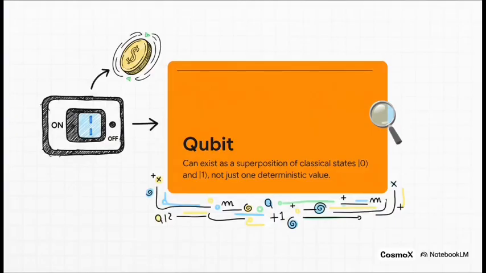Okay, so at the heart of this whole new world is the qubit. A classical bit, it's like a light switch. It's either on or it's off. Simple. But a qubit is more like a spinning coin. While it's spinning, it's not heads and it's not tails. It's kind of in a state of being both at the same time. And this incredible property is what we call superposition.